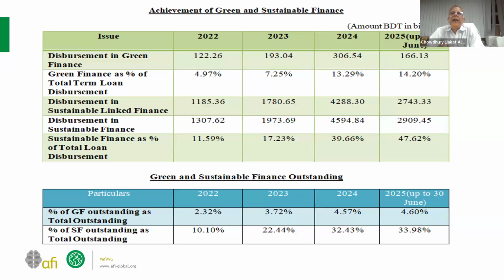And here I would like to share that the table on top shows the disbursement, but this is the amount of outstanding of the finance industries. Out of the total outstanding of the industry, sustainable finance is 33%, around 34%, and green finance is 4.60% of the total outstanding. So our target is that by 2030, the industry should achieve 50% of their financing as sustainable finance. Next slide, please.